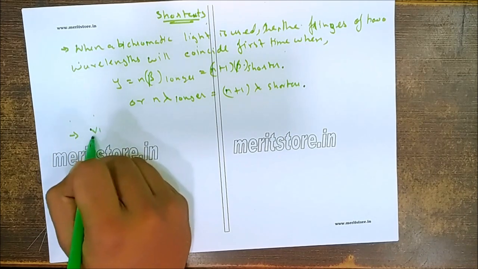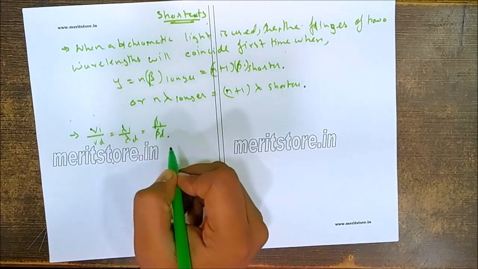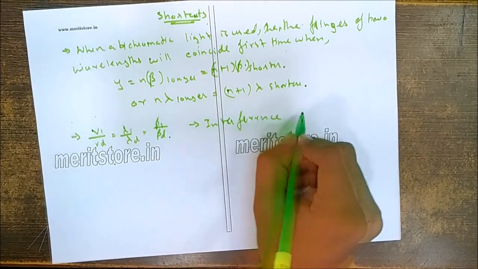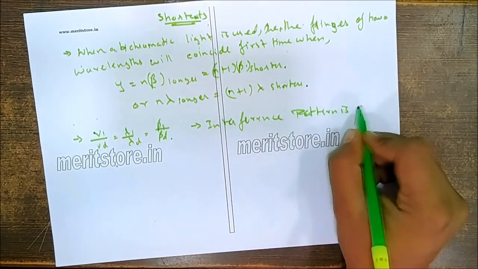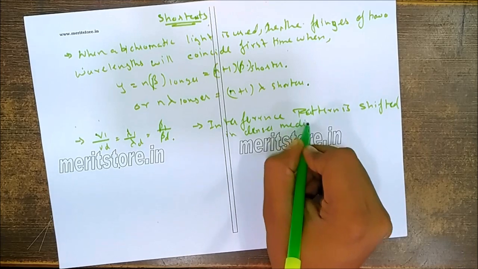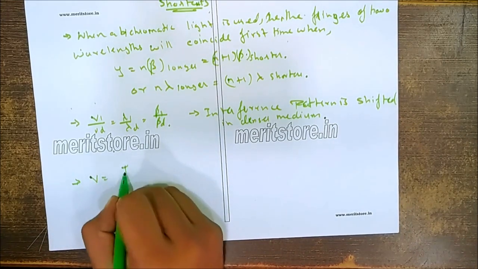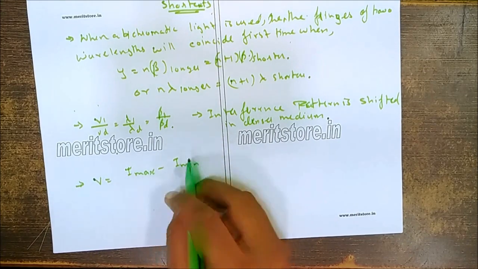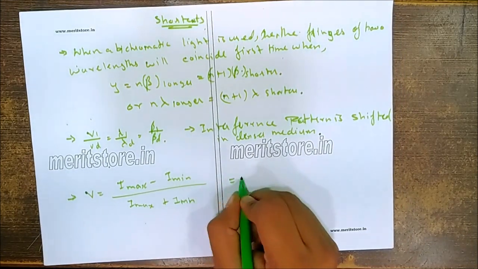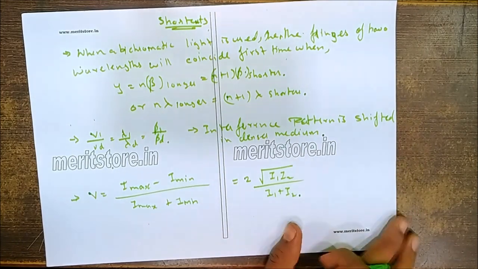Now you can say v1 by vd is equal to lambda 1 upon lambda d, that is equal to beta upon beta d, that is interference pattern is shifted in denser medium. Now fringe visibility, that is V is equal to I max minus I minimum upon I max plus I minimum. That is given as 2 under root of I1 I2 upon I1 plus I2.